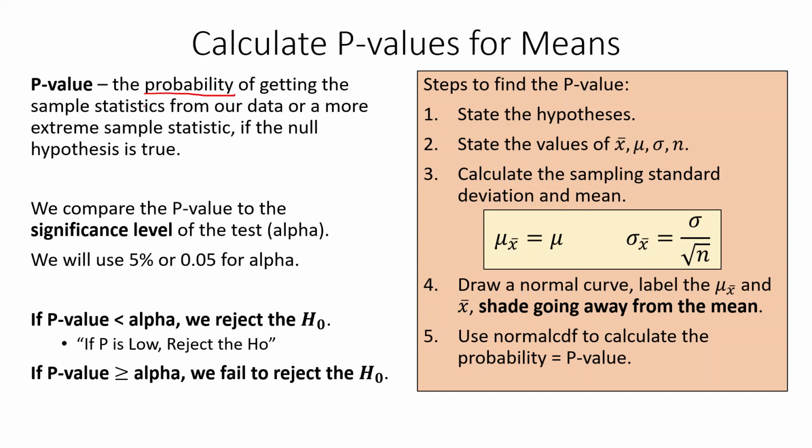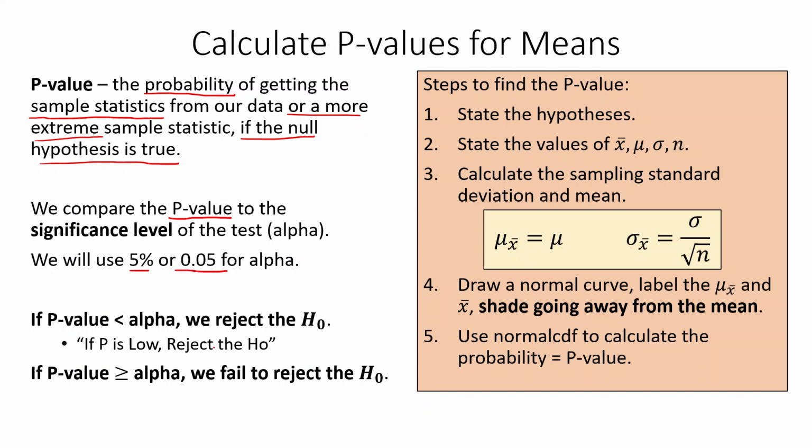It's the specific probability of getting the sample data that we get or something more extreme, so something farther away, if the null hypothesis is true. So we take the null hypothesis to be true, and then we just go from there to find the probability. Then we compare our p-value with an alpha value, which we usually use 5% for, just like we did when we used proportions last unit.